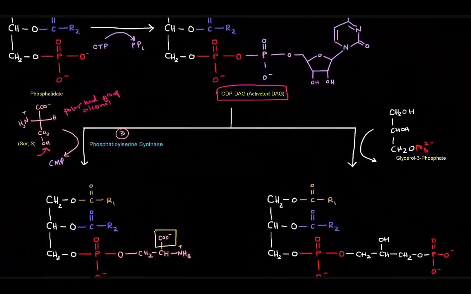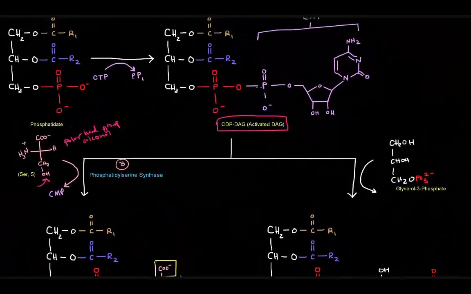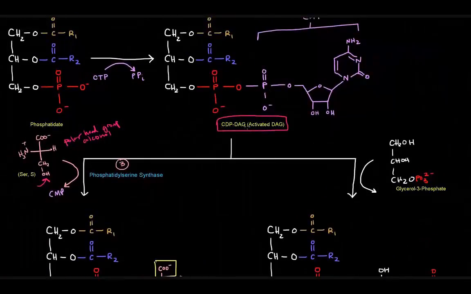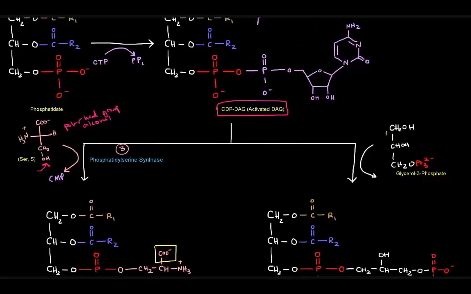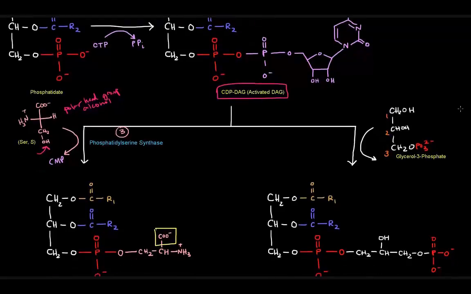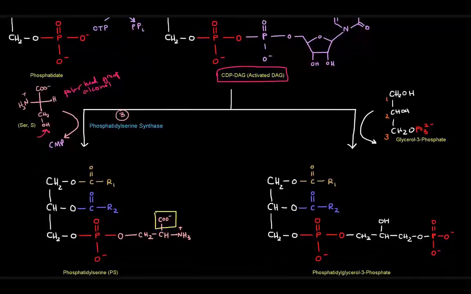Another case could be replacing the CMP portion on the CDP-DAG with a different alcohol, say glycerol-3-phosphate. In glycerol-3-phosphate, this might be helpful to sort of track these carbons. If we number these carbons, let's do it in orange, as 1, 2, and 3 here, which OH group is actually going to be the OH group that attaches to the red phosphate in the CDP-DAG? Well, it's going to be the OH group on carbon number 1.